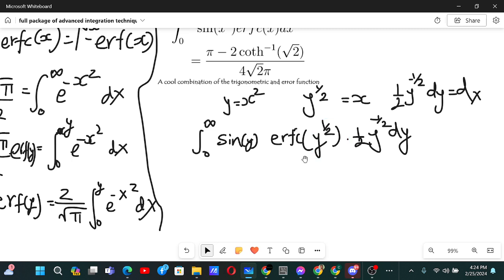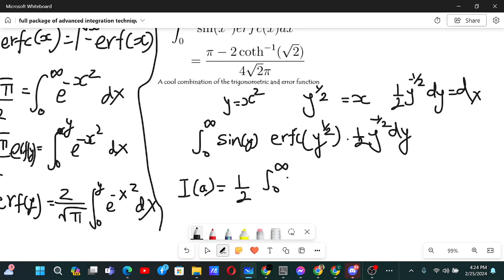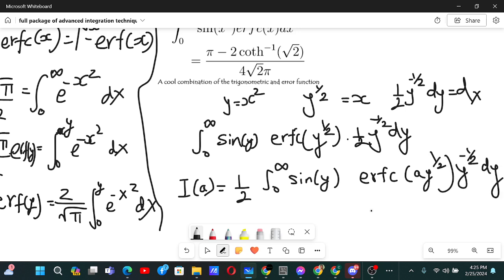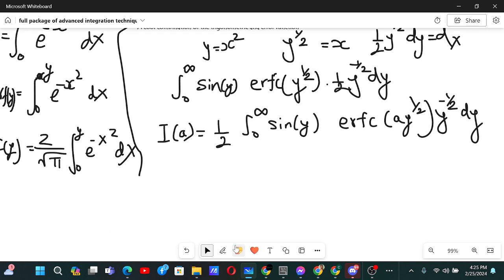So what we can do is introduce an a over here, complementary error function of a y to the power 1 by 2, and then differentiate. That gives us y to the power 1 by 2 over here, and it cancels out. Also, this simplifies in quite a nicer way. So let's do that. Let us define I of a as 1 by 2, this goes out, the integral from 0 to infinity of sine y, and then our complementary error function of a y to the power 1 by 2 times y to the power minus 1 by 2 dy. Now if we differentiate this, this is going to get cancelled out.